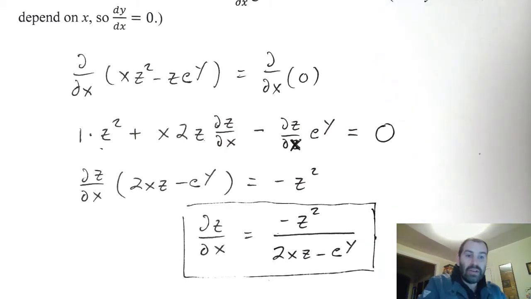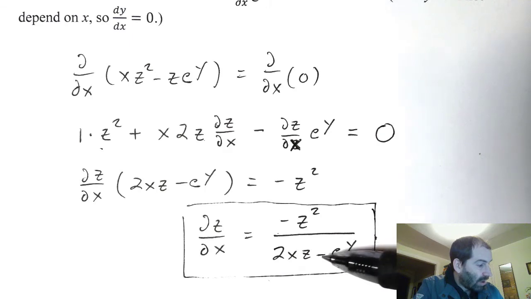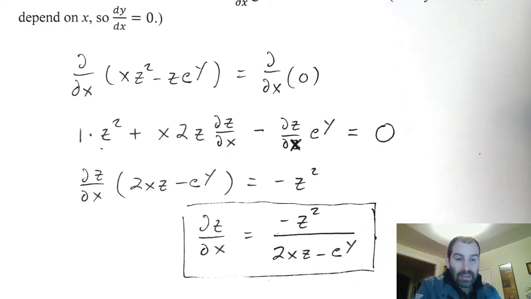So if you wanted to know the rate at which the function z was changing in the x direction at any point x, y, z on the graph, you just plug those coordinates x, y, z into this expression, and this would give you exactly that.